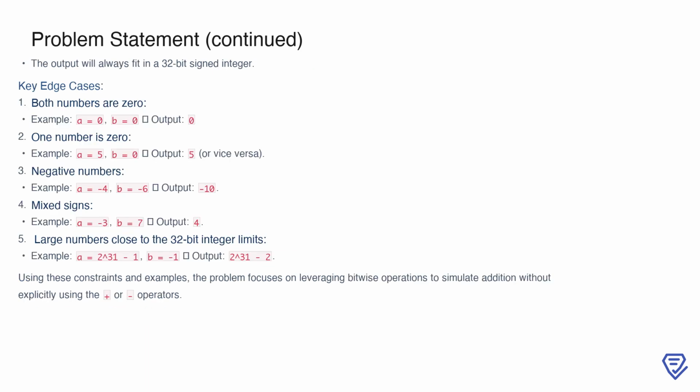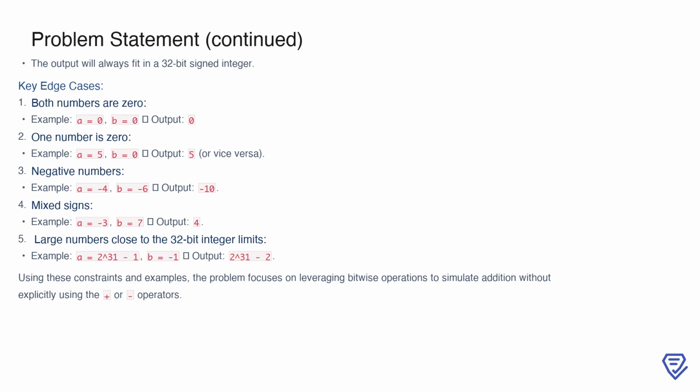It's important to note that the output will always fit within the range of a 32-bit signed integer. Let's consider some edge cases. If both numbers are 0, the output is 0. When one number is 0, the output is simply the other number. For example, if a is 5 and b is 0, the output is 5.